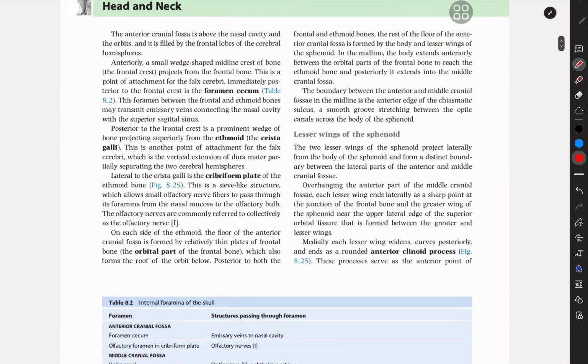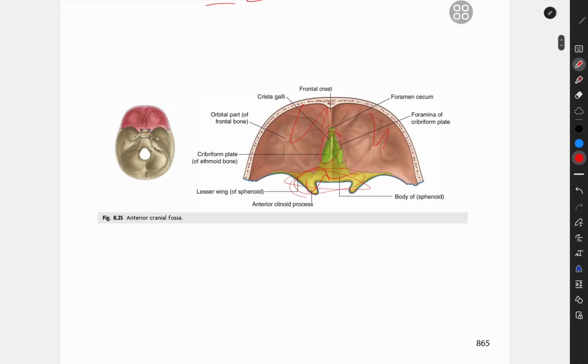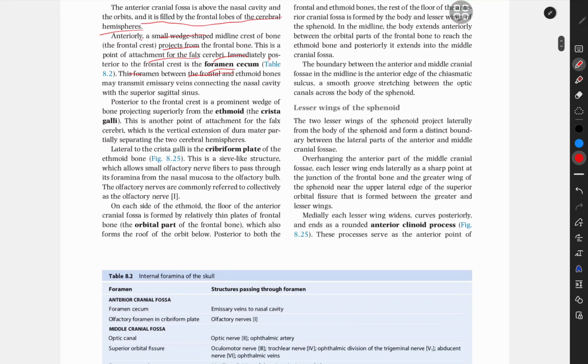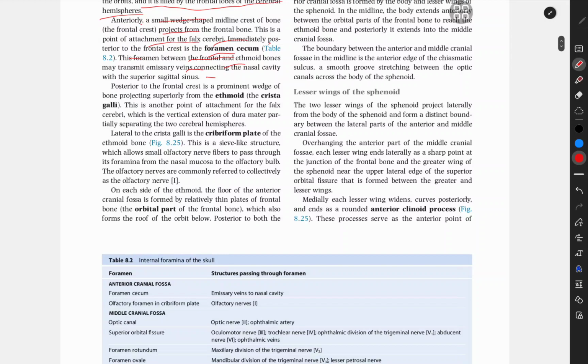The anterior cranial fossa is above the nasal cavity and orbits and is filled by the frontal lobes of the cerebral hemispheres. Anteriorly, a small wedge-shaped midline crest of bone, the frontal crest, projects from the frontal bone. This is a point of attachment for the falx cerebri. Immediately posterior to the frontal crest is the foramen cecum, here, a formation between the frontal and ethmoid bones that may transmit emissary veins connecting the nasal cavity with the superior sagittal sinus.